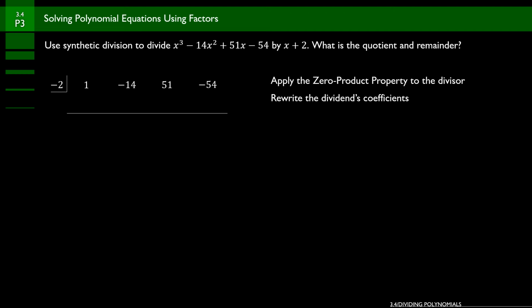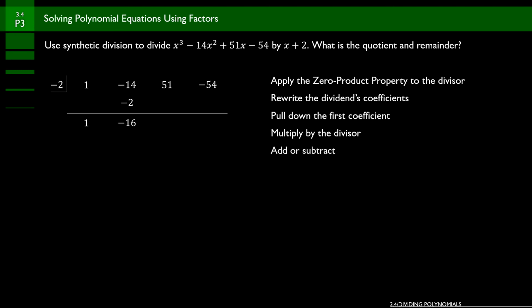So the first thing we're going to do is bring down that 1 beneath the bar. Now what we do is anything that's beneath that bar, we multiply it by whatever is in that half box. So negative 2 times 1 is negative 2. Go diagonally and place that underneath the negative 14. So negative 14 minus 2, that gives us negative 16.